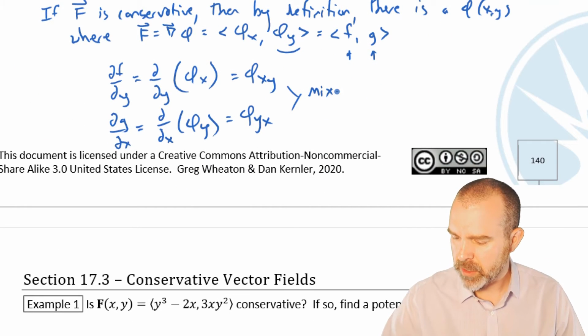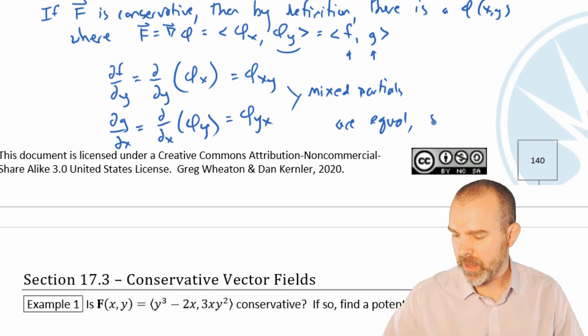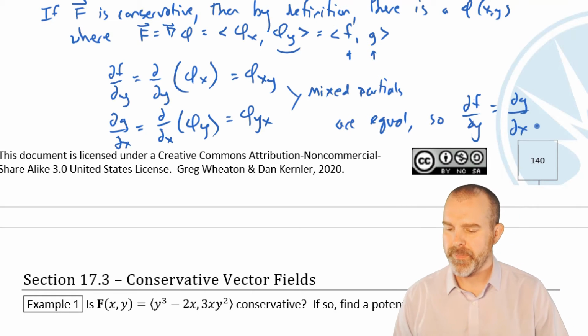Scroll down a little bit. Mixed partials are equal. So we can say from there, clearly, partial derivative of f with respect to y equals the partial derivative of g with respect to x.